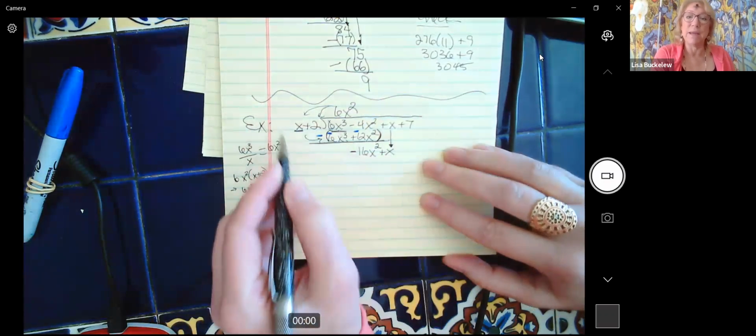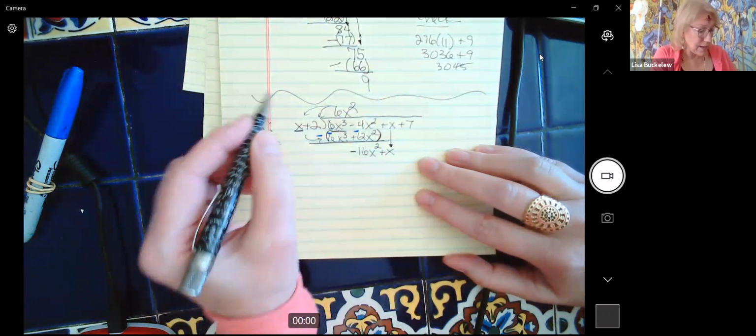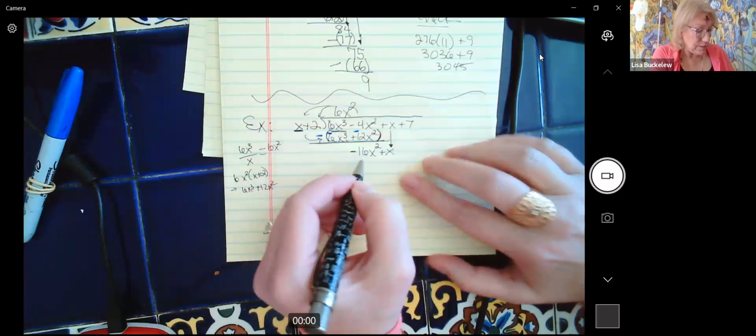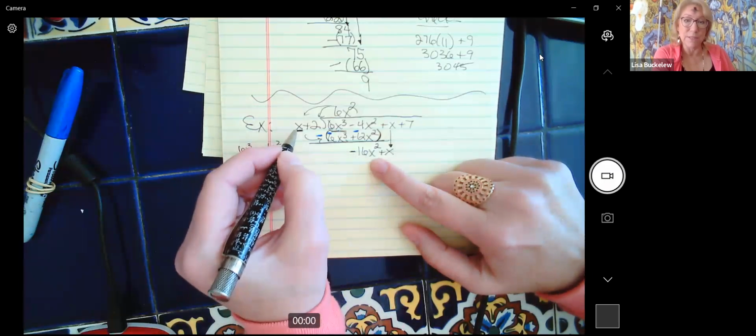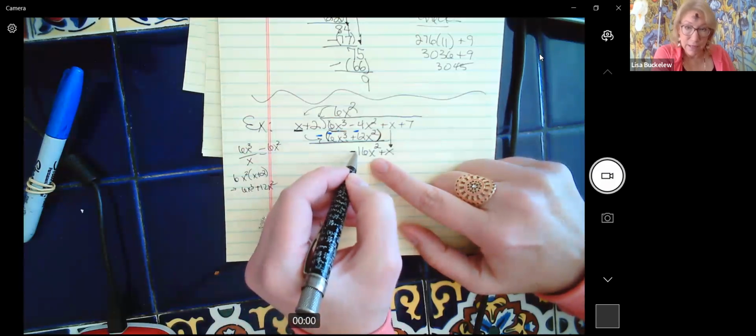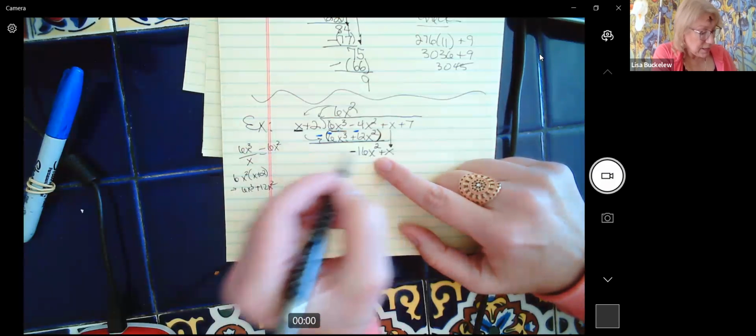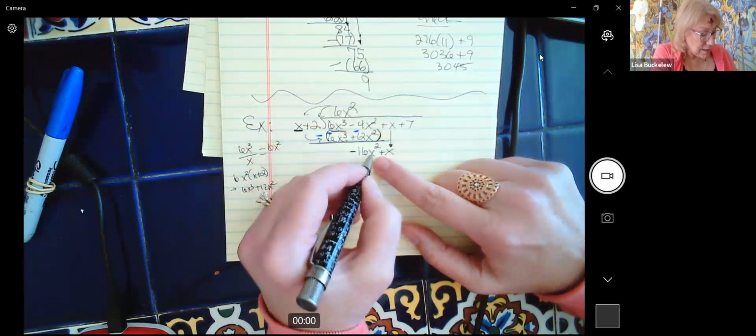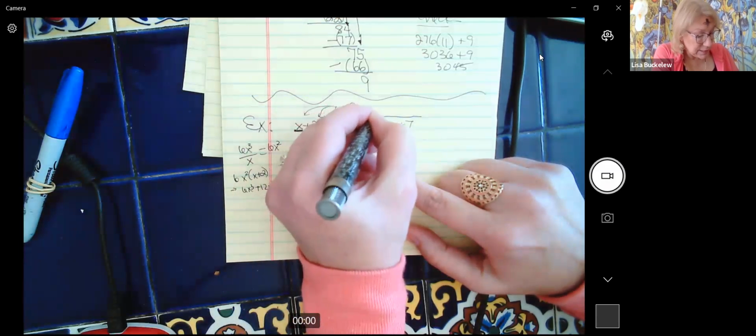Now I'm going to do that same procedure all over again. I'm going to compare the x out in front to this front term right here. So what times x makes negative 16x squared? Well, I need a negative 16 and another x, so it'd be minus 16x.